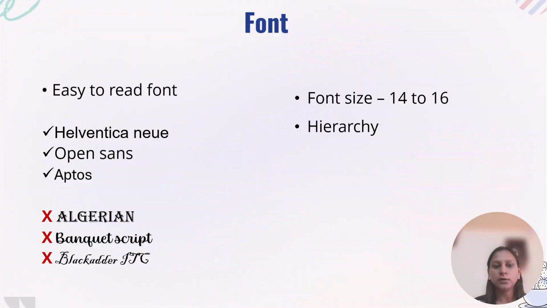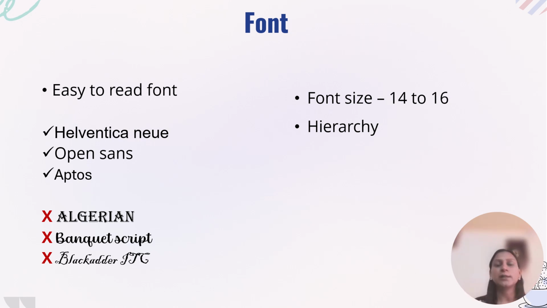So coming to the font, always use an easy to read font like Helvetica Neue, Open Sans, Aptos, Roboto, something similar to this you can use. Do not use a font like Algerian, Bankway Script or Blackadder. It becomes very difficult to read and it is not very clear. And make sure that the minimum font size is 14 so your visual abstract is nice and neatly visible.